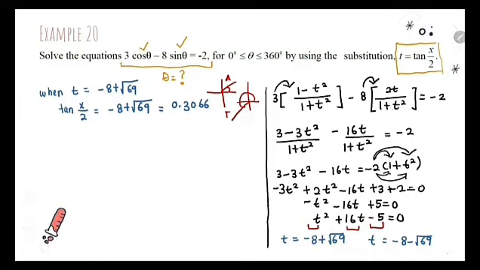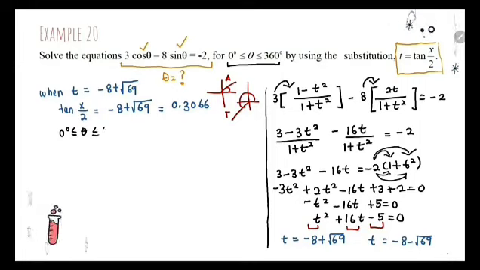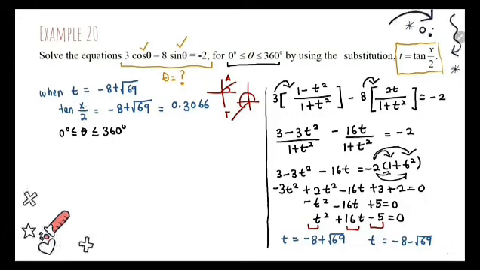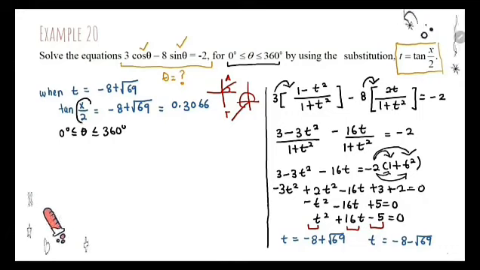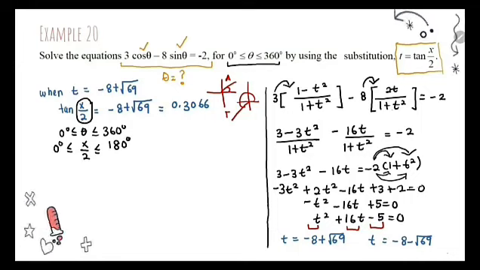Next, we have to consider the given range. The given range is from 0 degree until 360. Okay, but if you notice, our question here is not theta but x over 2. So we have to change the range according to the question. So we're going to divide the whole range by 2. So our angle is from 0 until 180, since this is not tangent theta but tangent x over 2.